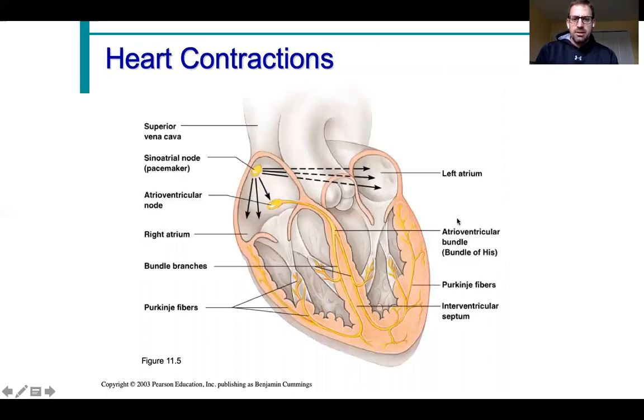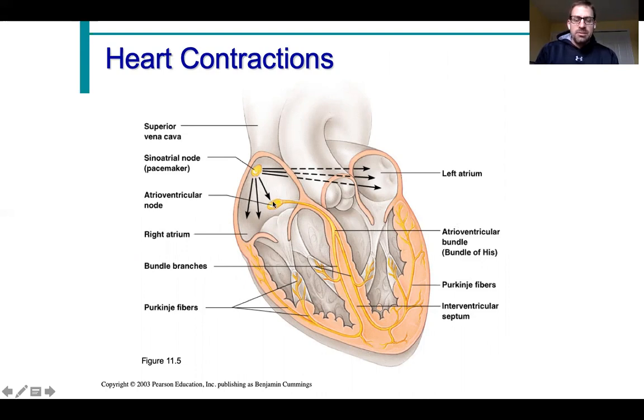So if we take a look here, there are some really important structures that we are going to need to be familiar with. One of them here is a special bundle of cells in the myocardium of the right atrium. It is lateral to the entrance for the vena cava, called the sinoatrial node, also referred to as the SA node, or the pacemaker of the heart, because it sets the pace for the heart to actually beat.